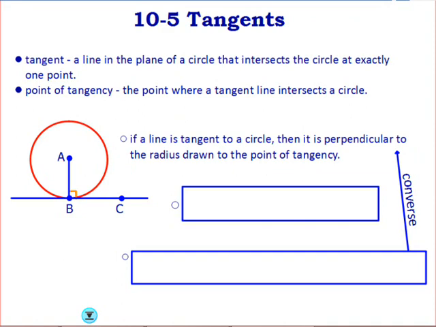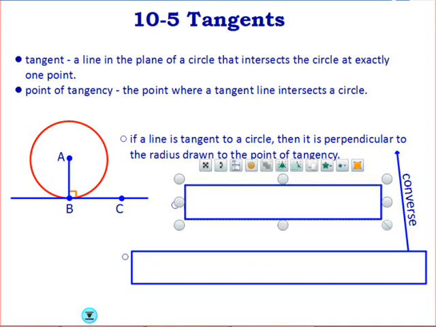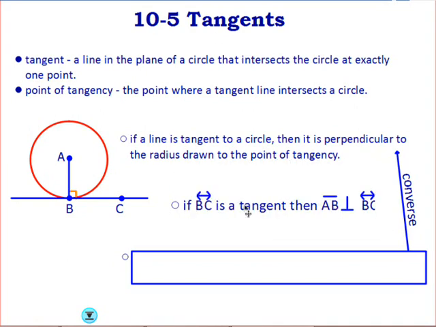If a line is tangent to a circle, then it is perpendicular to the radius drawn to the point of tangency. So what we're saying is if this line right here is a tangent, then the segment from the radius that meets at the point of tangency is always going to be 90 degrees. Okay, that's going to be perpendicular. All right, let's take a look at this. So, like I just said, if BC is a tangent, then AB is perpendicular to BC.